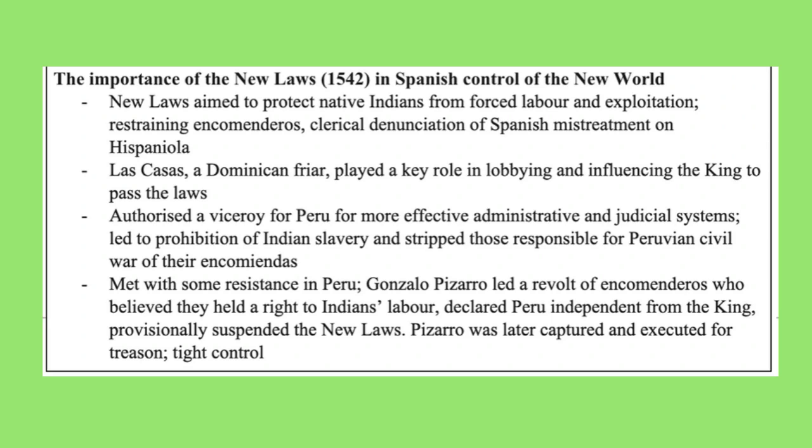The same applies to the second question, so let's take a look at an example. So your point could have been that the New Laws aimed to protect native Indians from forced labour and exploitation, but we now need to explain why that was important in Spanish control. So we can say now from our own knowledge that it restrained encomenderos, and there was clerical denunciation of Spanish mistreatment on Hispaniola, and so on. So again, you've got a lovely developed point which shows really detailed knowledge. Take a look at the rest of the points to see if there's anything that you could have added to your answer.